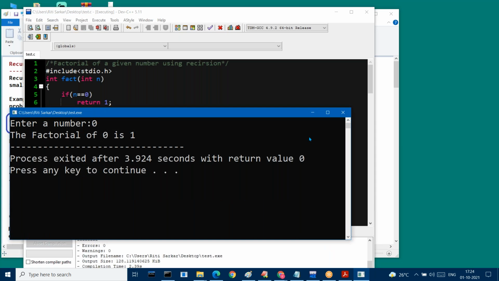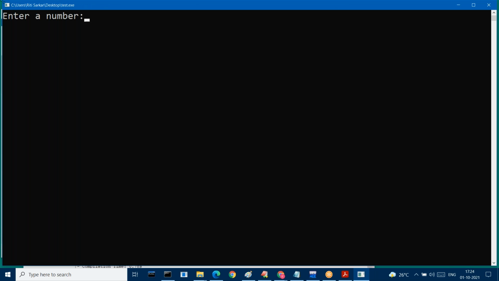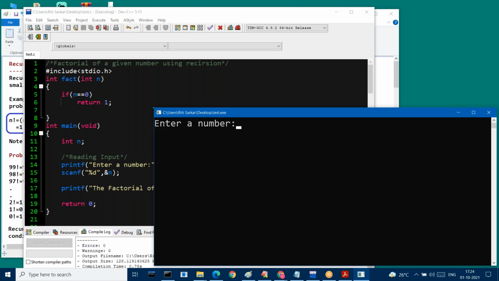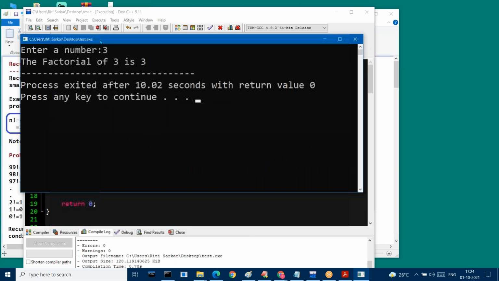Okay, no problem. I want to enter another value. I want to enter 2. Do you think it will work? I want to enter 3. Do you think it will work? No, sir. Because the logic is written only for 0. For 3 the logic is not written. That's why it is giving an incorrect answer.